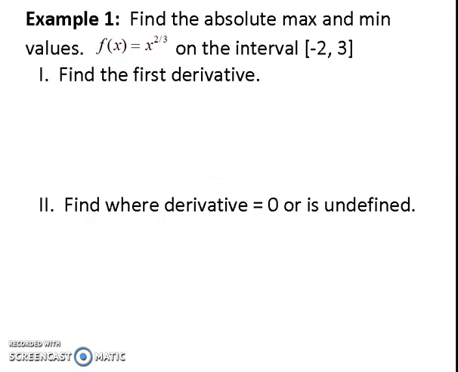All right, so example 1, it says find the absolute max and min values for our function f of x equals x to the 2/3 on the closed interval from -2 to 3. So the first thing that you're going to do in this process is what you're used to doing in your other math classes at this point.